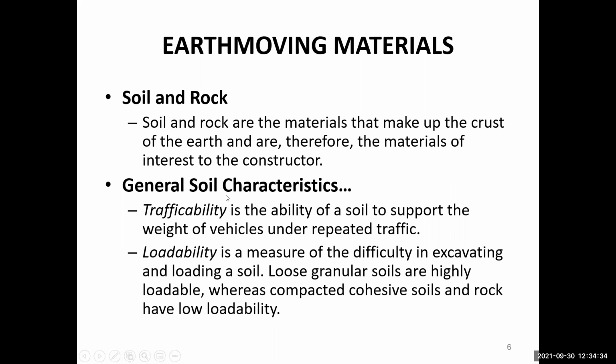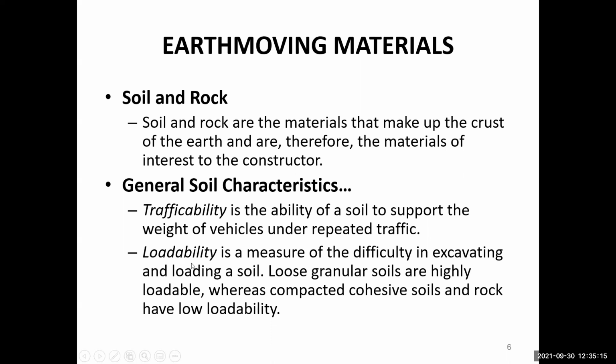Okay, so general soil characteristics are trafficability. It is the ability of a soil to support the weight of the vehicles under repeated traffic. So on a construction site, heavy machinery, heavy trucks will be passing by on a routine basis. So the soil on the construction site should be able to withstand the loads of those heavy machinery. So that ability is called trafficability. Okay. Loadability is a measure of the difficulty in excavating and loading a soil.